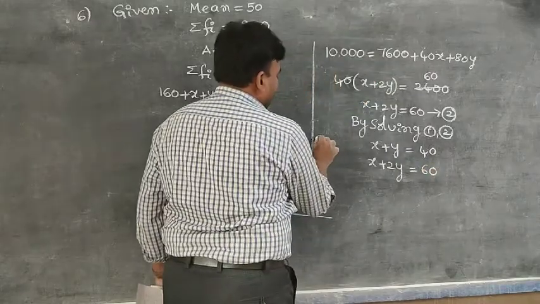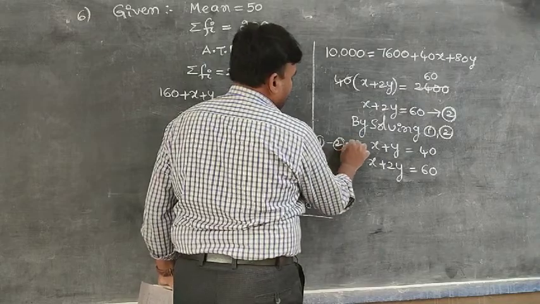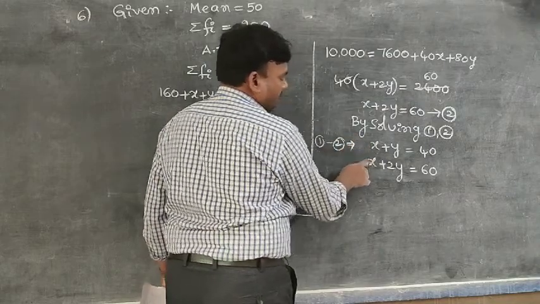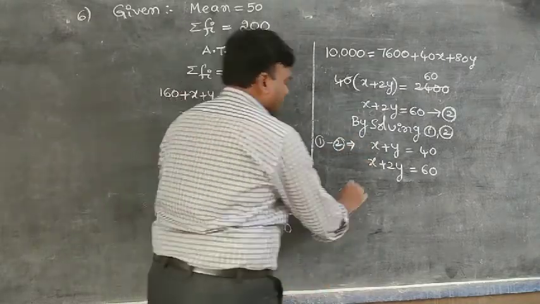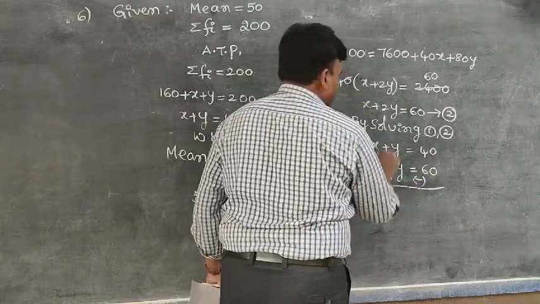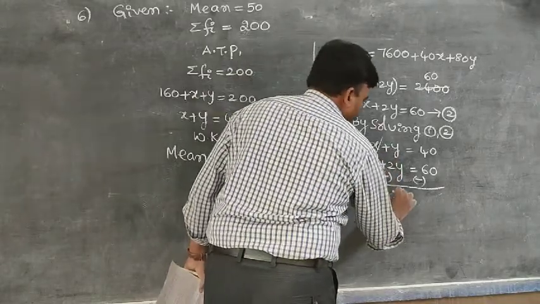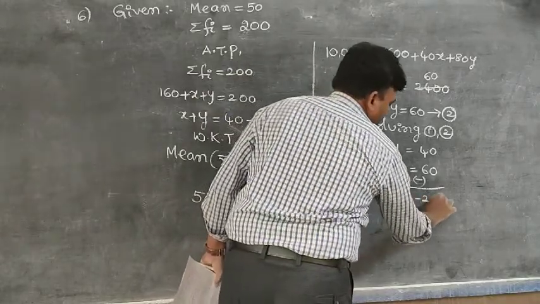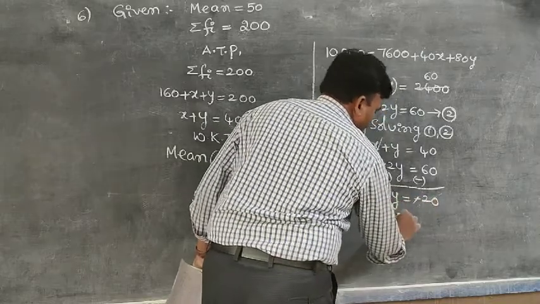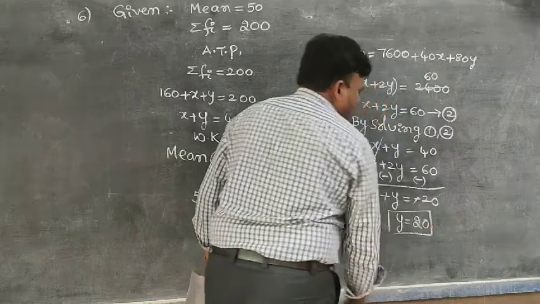Here first equation minus second equation, right? While both x coefficients are equal, right, students? So here minus, here also minus. Plus x minus x get cancelled. y minus 2y, nothing but minus y equal to minus 20. Minus also cancels. y equal to 20. Okay, we can get the y value.